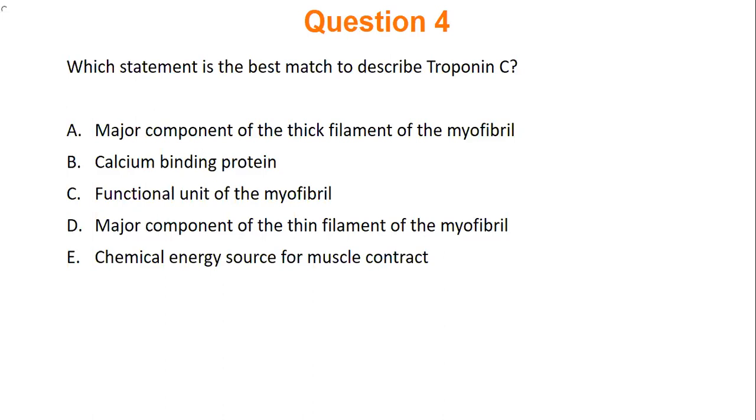Okay, what is the best match to describe troponin C? This is a perfect exam 3 question. What is the best statement that describes our friend troponin, better known as troponin C? Is it a component of the thick filament? Is it a calcium binding protein? Is it a unit of the myofibril? Is it a component of the thin filament? Or is it a chemical energy source for muscle contractions?